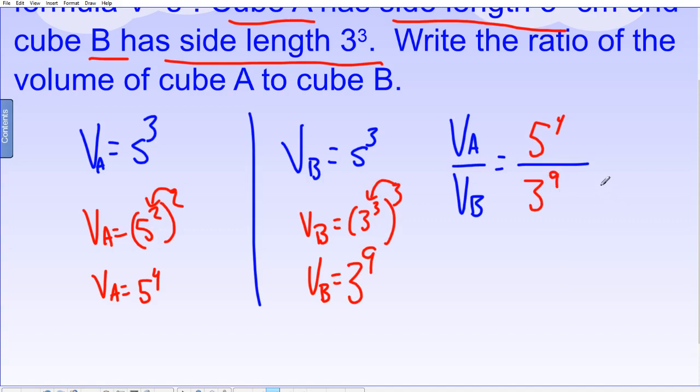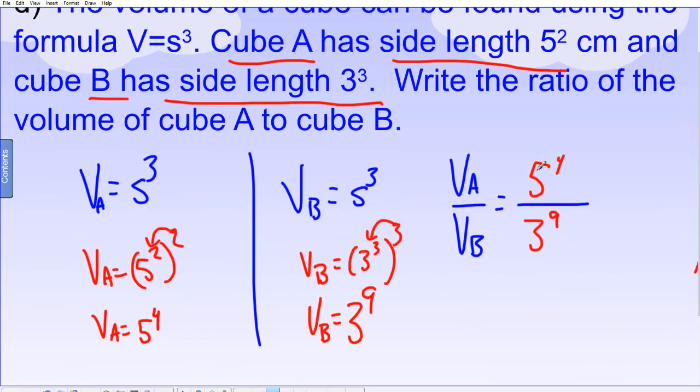And I'm done. I mean, it doesn't say that I need to write a simplified expression or evaluate this thing to get a decimal. As far as I'm concerned, I'm done. I don't really have to do more. Now, if you chose to do more, or if you tried to find this answer and find this answer and divide it to get a decimal, hey, more power to you. But we didn't have to go that far. We were just trying to write a ratio of the volume of cube A to the volume of cube B. And we did that.